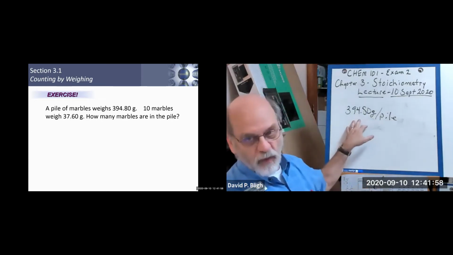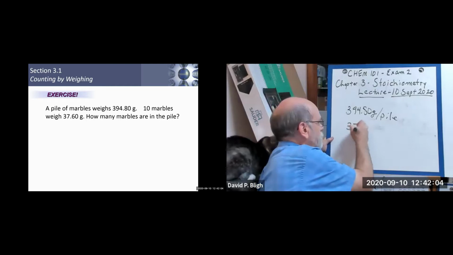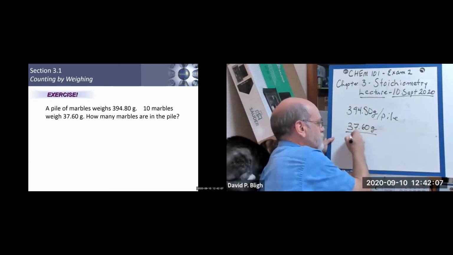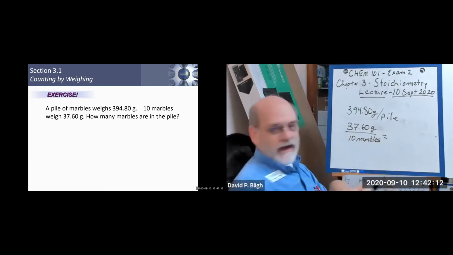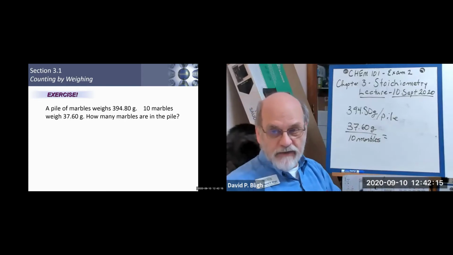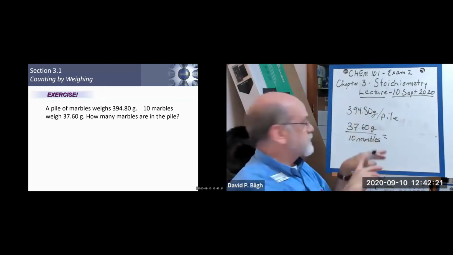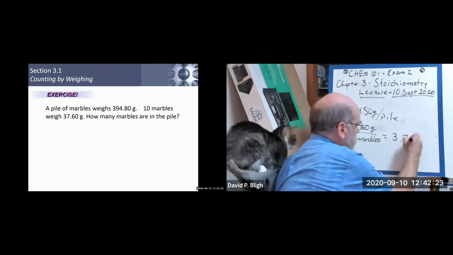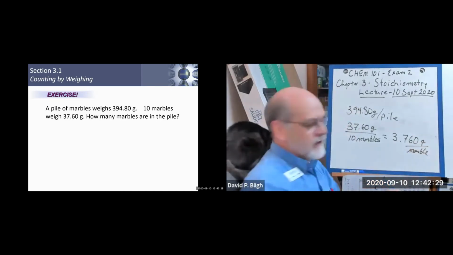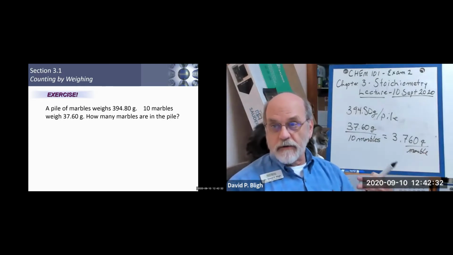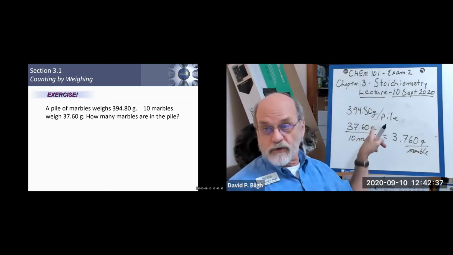So this is how much the pile weighs. So we take out 10 marbles, and they weigh that many grams. Okay, now we can say that each marble in the pile has an average mass of 3.760 grams per marble. Okay, now that we know the average mass of the marbles, we can use that value to determine how many marbles are in the pile.